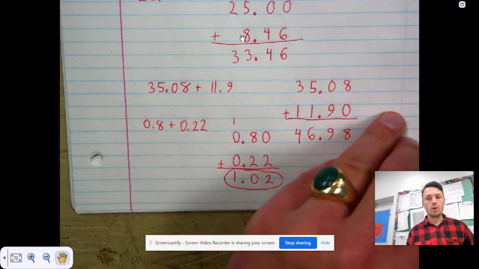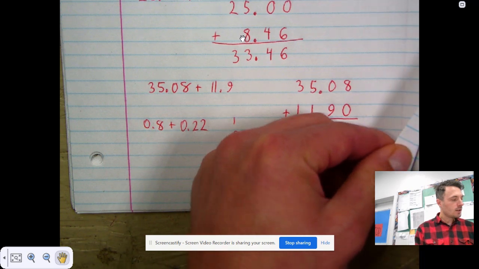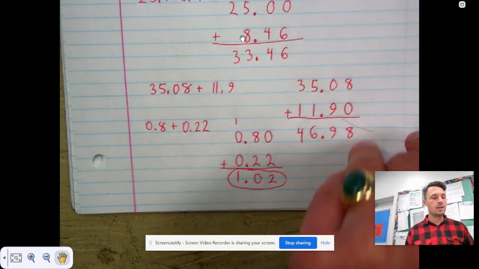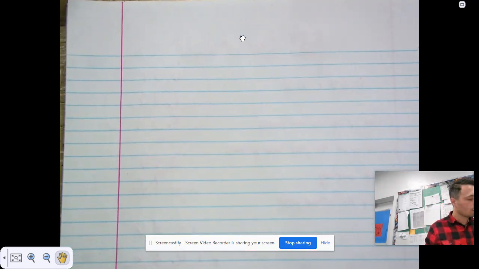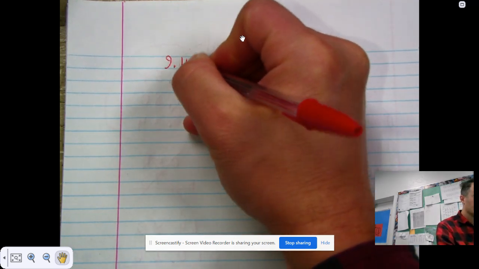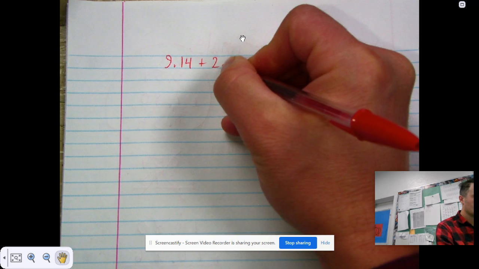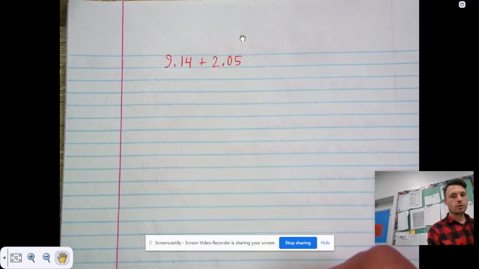Okay, I just did quite a few examples with you. Now I'm going to give you your independent work, which I have to do on the next side because I've taken up that whole page. So here's your independent work. I'd like you to add 9 and 14 hundredths plus 2 and 5 hundredths. Okay, that's the first one.